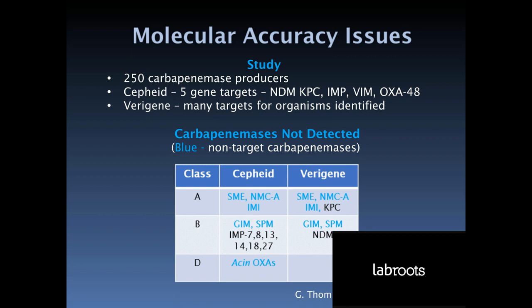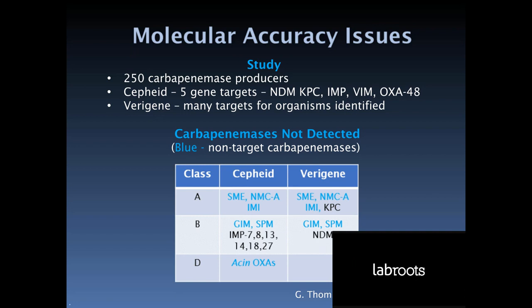The limited ranges of the two tests meant that both were incapable of detecting many carbapenemase encoding genes. Carbapenemases shown in blue are not targets for these tests. Therefore, both tests missed genes encoding SME, IMI, NMCA, GIM, and SPM carbapenemases. In addition, Cepheid cannot detect genes for the oxocarbapenemases of Acinetobacter baumannii.